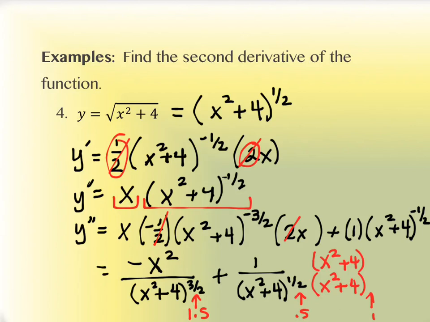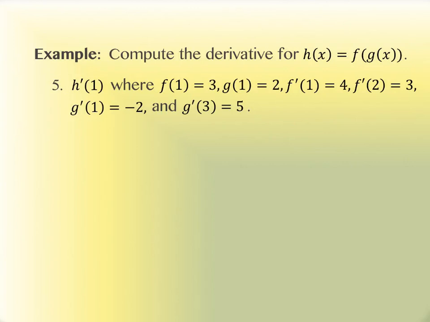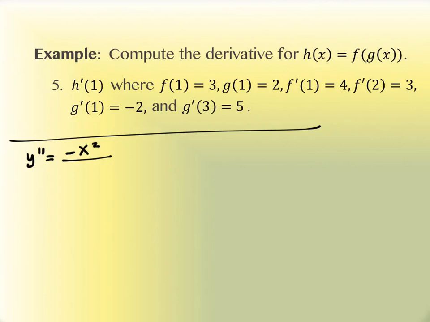And I have successfully run out of room again, so we'll ignore the directions one more time as I move to the next screen. So we end up having the negative x squared we already had before, over the denominator x squared plus 4 to the 3 halves. And now I have x squared plus 4 in my numerator on the second fraction and x squared plus 4 to the 3 halves in the denominator.